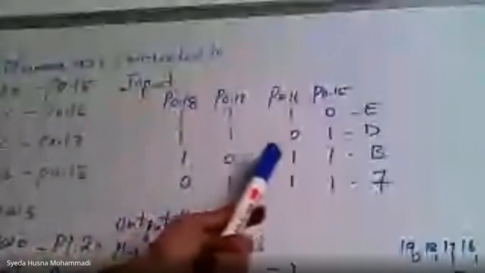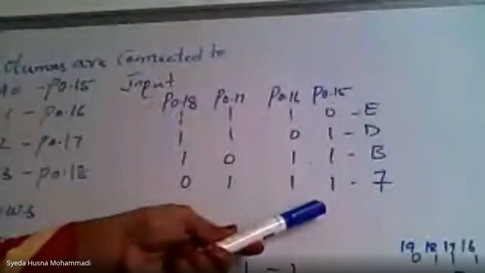Okay. Next, I'll be activating my third column. So rest all columns will become 1. Only the value on the third column is going to become 0. So 1 0 1 1. 1 0 1 1 is nothing but 11. 11 in hexa is nothing but B.